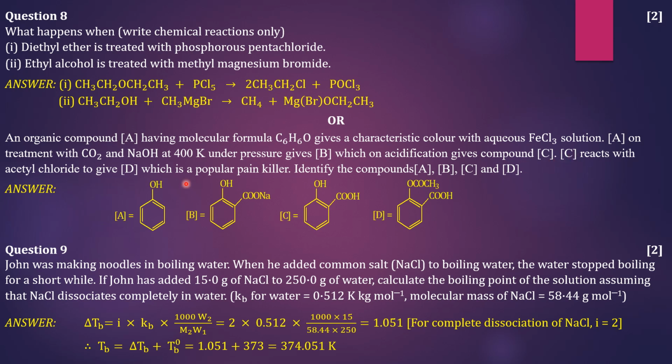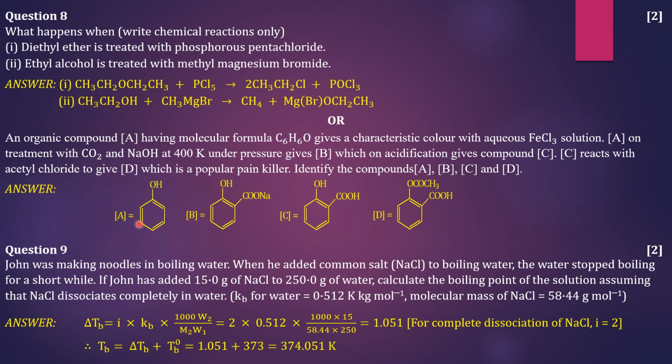And then C reacts with acetyl chloride to give D, that is the acetylation reaction. OH will become OCOCH3, and this is the famous painkiller aspirin. We had one chapter, chemistry in everyday life, but in the reduced syllabus it is not there. If it was there you could have found that aspirin, paracetamol, all these compounds are there. This is aspirin. So this will be the answer for A, B, C, D. Okay. Now here you can write the names of the compounds also, because it is given to identify the compound.